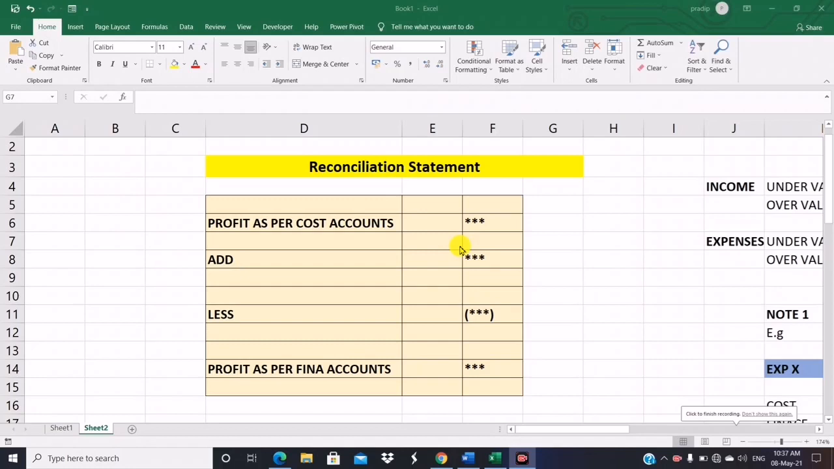So hello everyone, in this video we will discuss reconciliation statement. In examination you will get a question of 8 to 10 marks in costing about reconciliation statement. So that is a very important chapter as well. You have to understand reconciliation statement very carefully.